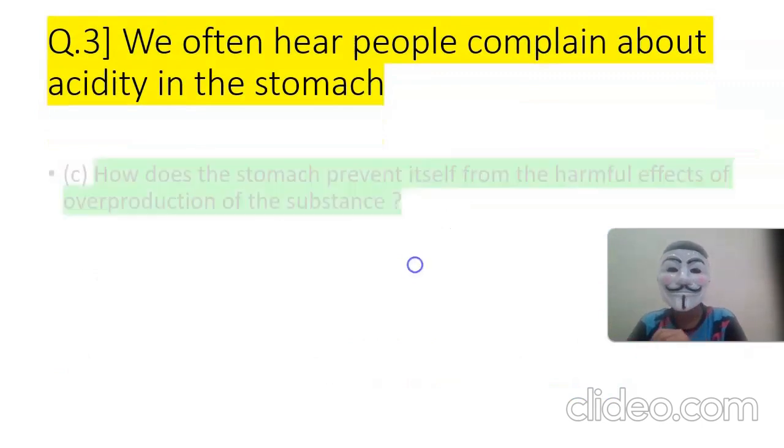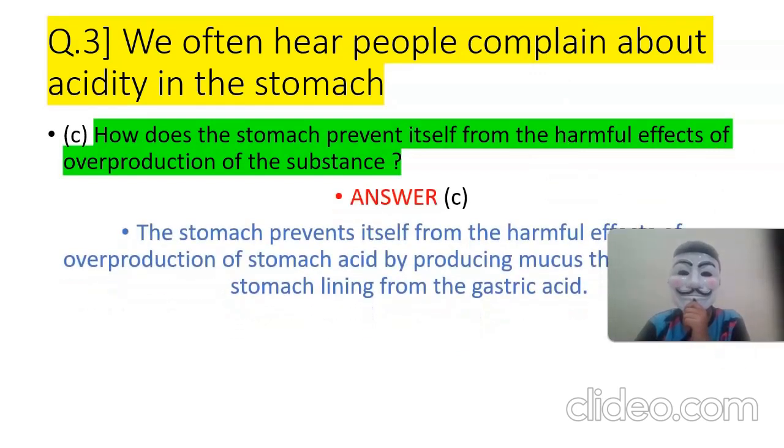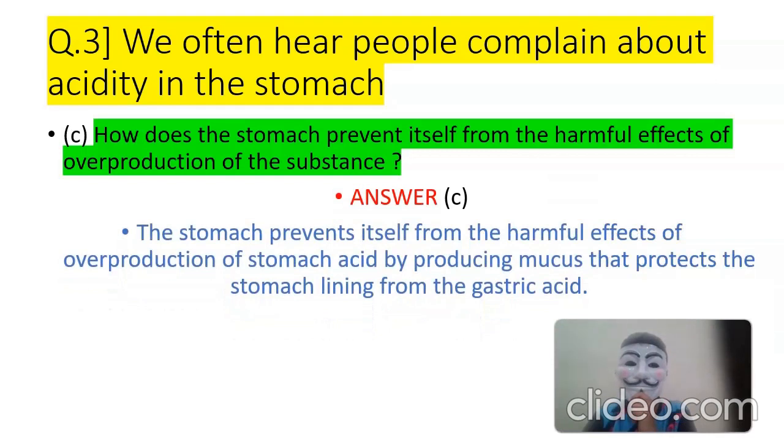Third, how does the stomach protect itself from the harmful effects of the overproduction of this substance? The stomach prevents the harmful effects of overproduction of stomach acid by providing mucus that protects the stomach lining from the gastric juices.